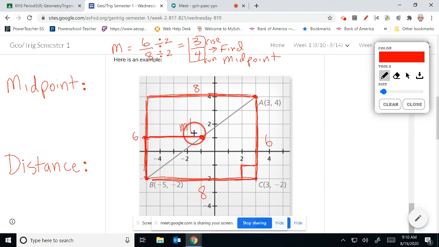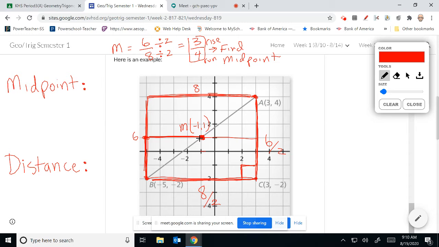So my midpoint there is over -1 and up +1. Okay, there's your midpoint. That's the short way. And I know it looks long because I was explaining stuff. Normally, I would have just taken 6 and divided it by 2, and I would have taken 8 and divided it by 2, and I would have gone 3 and 4, and there's my midpoint, because those are half of each one.